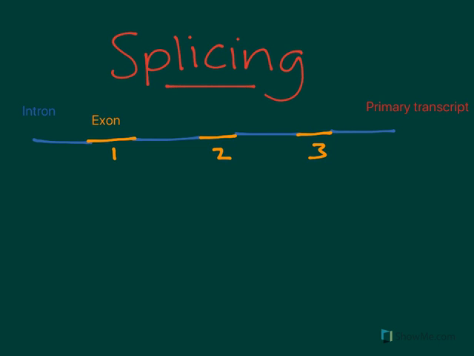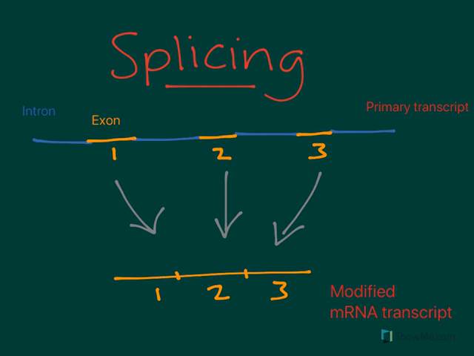So let's say we have a primary transcript here, just come from transcription by RNA polymerase. The blue parts are the introns, the non-protein coding regions, and the yellow parts are the exons, the protein coding regions, and they are labelled 1, 2 and 3. After the primary mRNA transcript is produced, these introns are removed and the exons are spliced together. This produces what's called a modified mRNA transcript. This modified transcript then goes on to the process of translation into proteins, which we will look at next time.